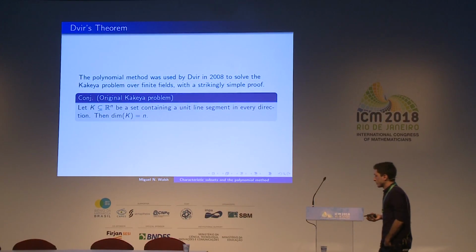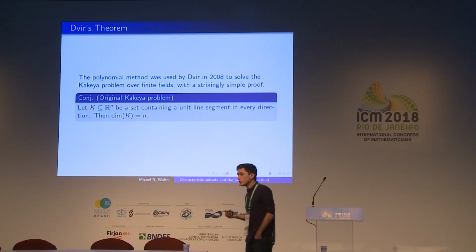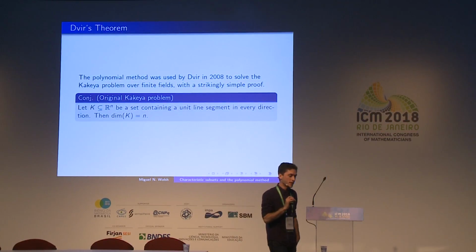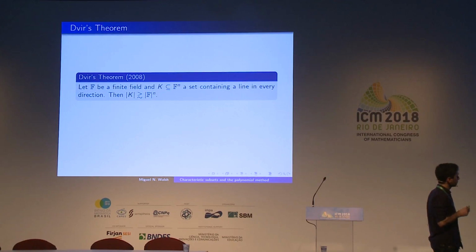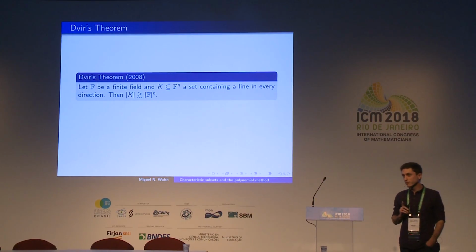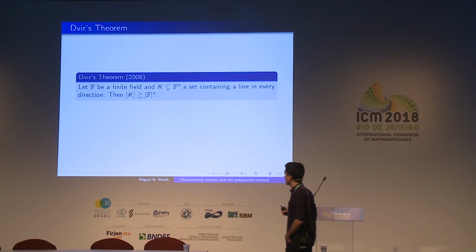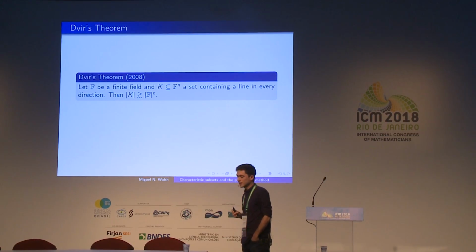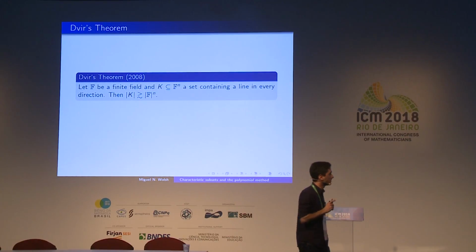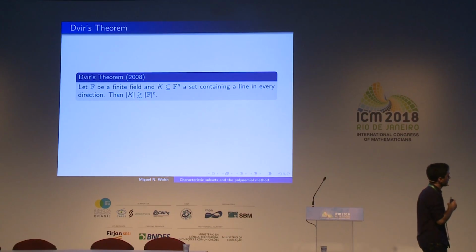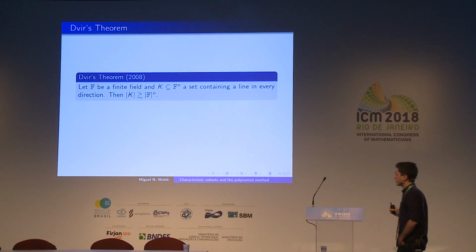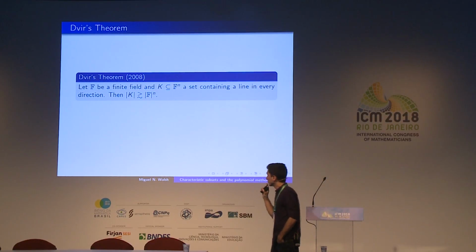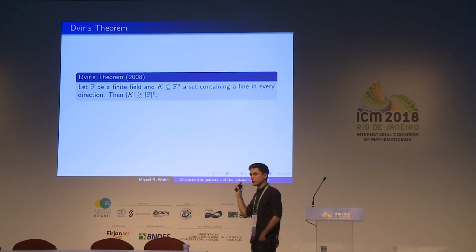And the problem remained open for a long time, still open, and in order to approach it, Wolff suggested to study a finite field model of this problem, a toy model of this problem. And that is the question that was answered by Dvir. So Dvir's theorem says that if you ask the same question about a finite field, so let F be a finite field and K a set containing a line in every direction, then K has to have maximal size. The size of K has to be at least a constant times |F|^n. So it's clear that this is exactly the analogous question as the Kakeya problem over Euclidean space formulated over a finite field. The only way a set here can contain a line in every direction is for it to have essentially the maximal size possible.